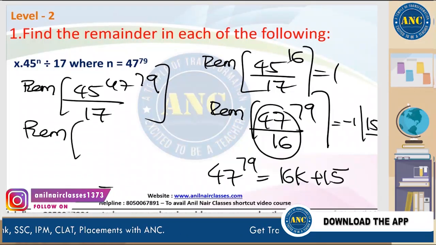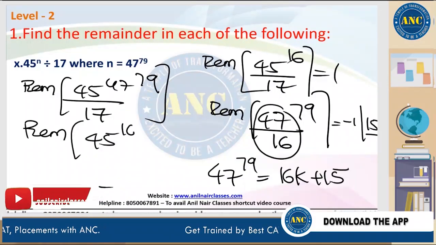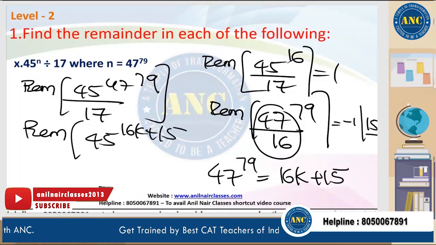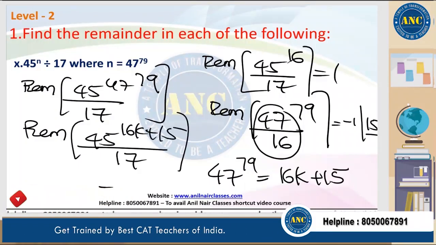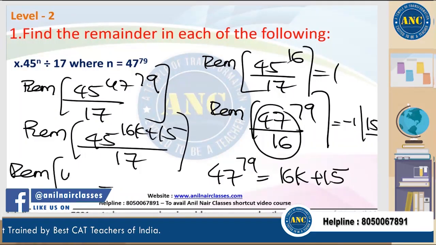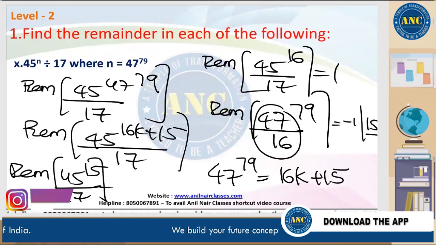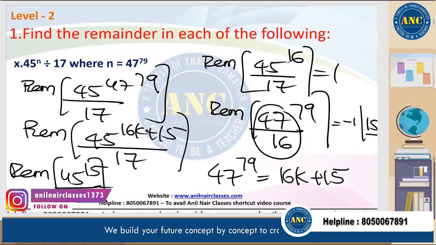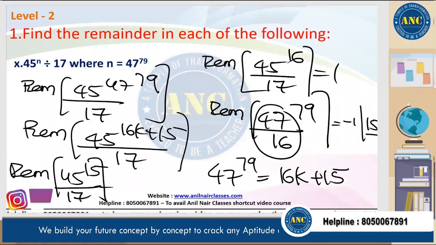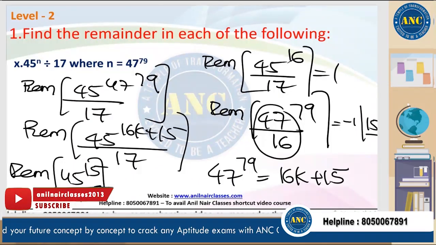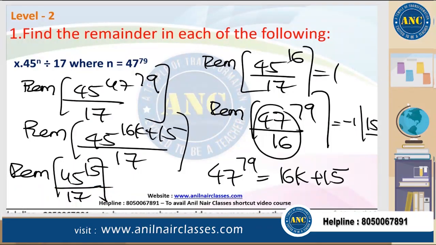So this will become 45 power 16k plus 15 divided by 17. So the remaining is 45 power 15 divided by 17. Now I will tell you how to solve. Till here it is clear, right? We got till 45 power 15 by 17.